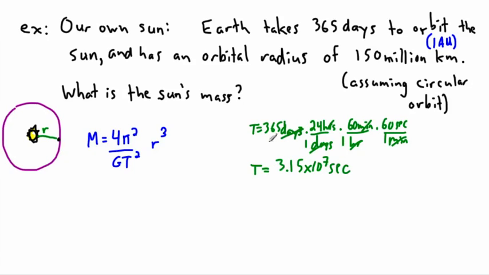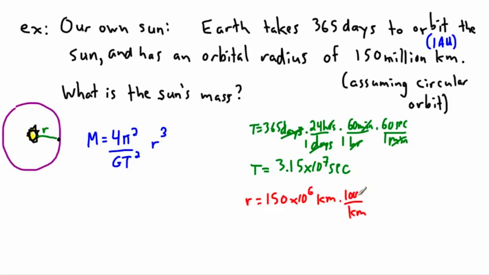Well, that was useful. We also needed to convert the radius here. So the radius, that was 150 million. Now what does a million mean? That's times 10 to the 6, and that's kilometers. But if I want to use the same method here, I want to get rid of kilometers, so I'll do something with kilometers on the bottom.